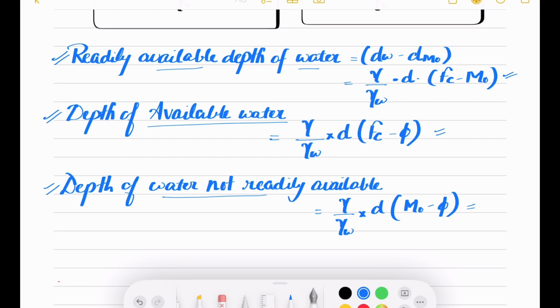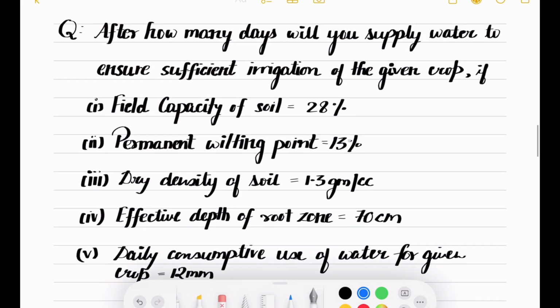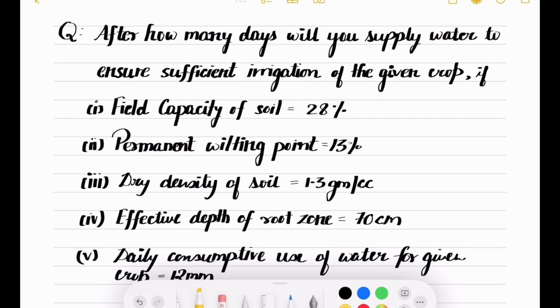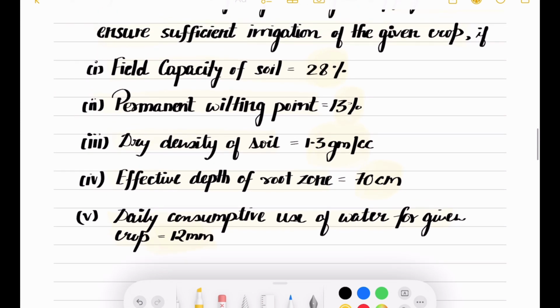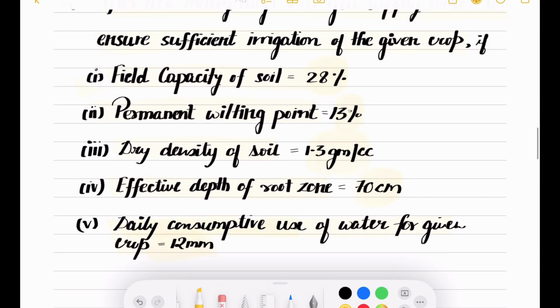All right, so for better understanding, let us do a numerical on this. The question is, after how many days will you supply water to ensure sufficient irrigation of the given crop? If the field capacity value is 28%, permanent wilting point is 13%, dry density of soil is 1.3 gram per cc, effective depth of root zone is 70 centimeter, and daily consumptive use of water for the given crop is 12 mm.